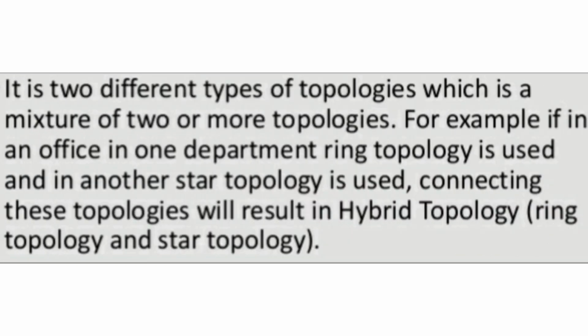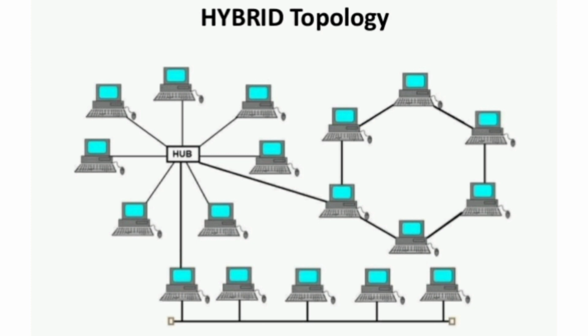Hybrid topology is a mixture of two or more different types of topology. For example, if in an office one department uses ring topology, and another uses star topology, connecting these topologies will result in hybrid topology. Here is the diagram of hybrid topology.